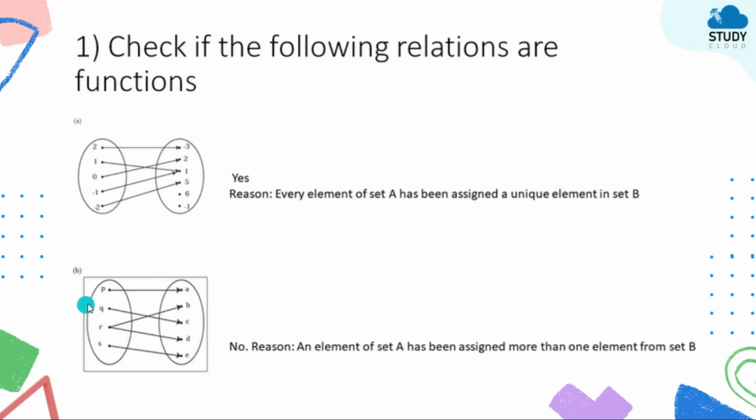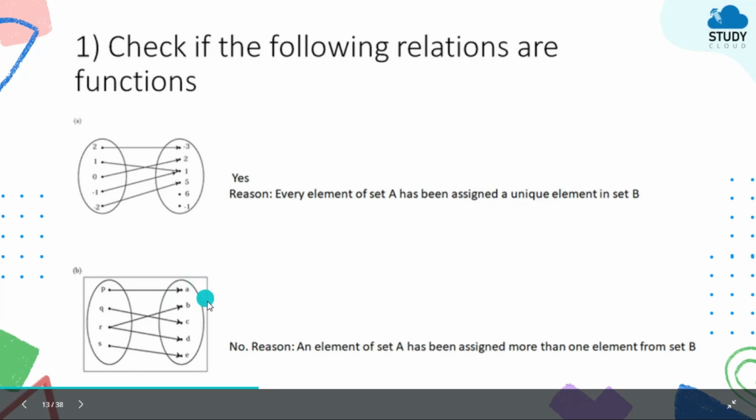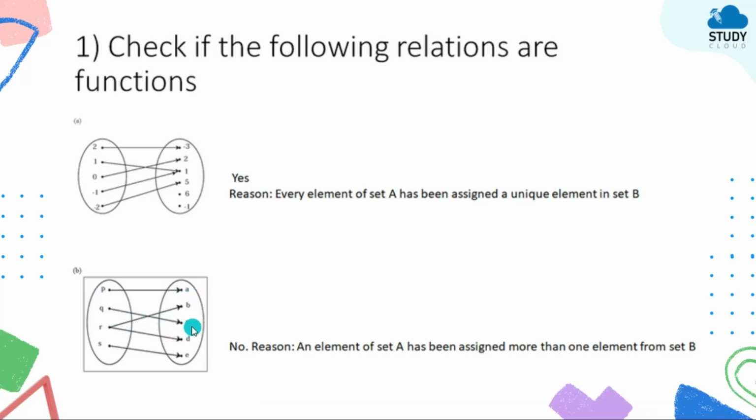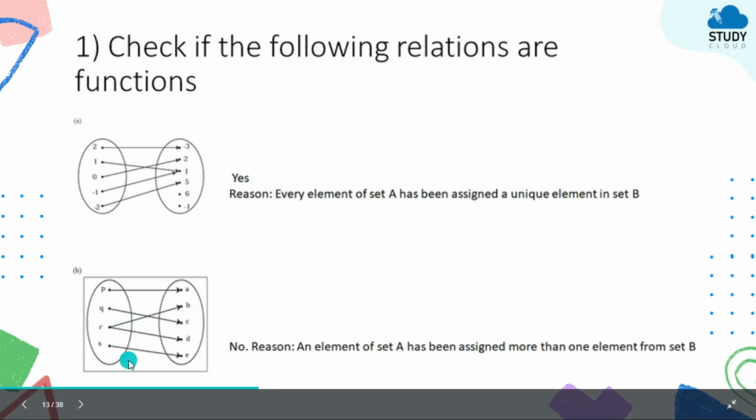See the next one, P, Q, R, S. The second set is A, B, C, D and E. Here P is assigned to A, Q with C, R is assigned to two values in the second set, B and D, and S is assigned only one value, E. So this is not a function because the element R is assigned two values, more than one element in the set B. So this is not a function.